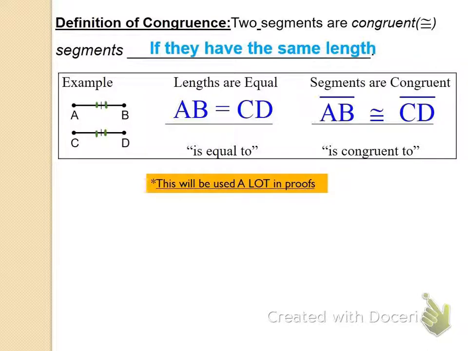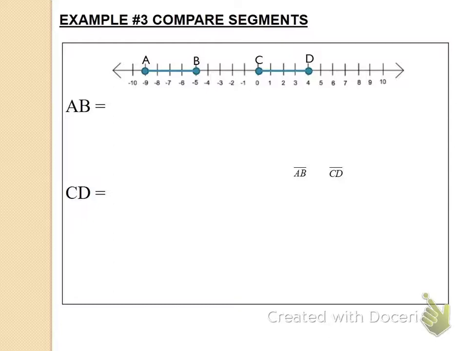When we start proofwriting, we will use this idea a lot, where if the lengths are equal, then the segments are congruent, and it helps us get a step in our proofs. Okay? So that's just some symbols, some notation there.